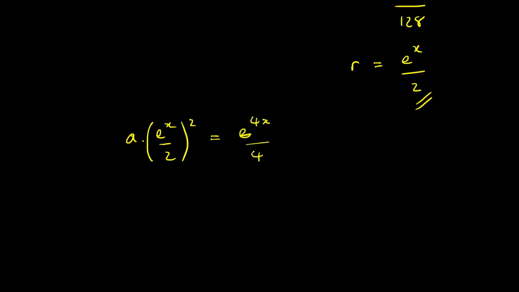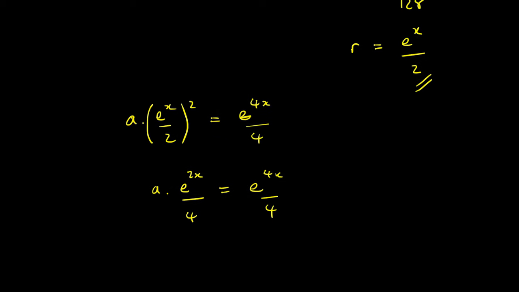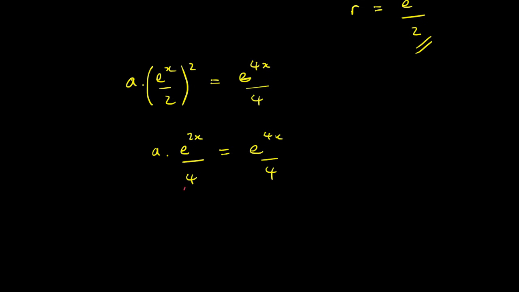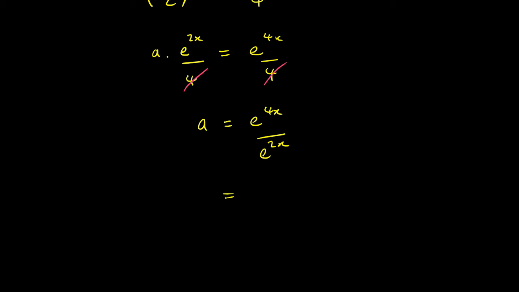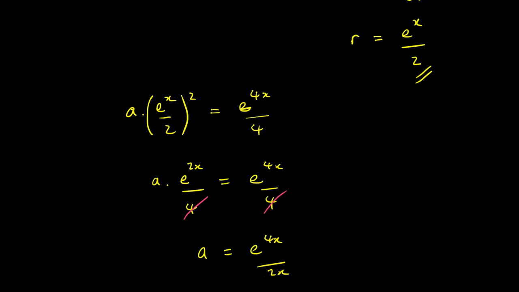So let's expand all that. We get e to the x squared, which is e to the 2x, and 2 squared is 4. So e to the 4x upon 4. So I can cancel off the 4's, right? And multiply both sides by 4. And so a is going to equal e to the 4x divided by e to the 2x. And if we subtract the powers, we will be left with e to the 2x. Okay, so my a is e to the 2x and my r is e to the x upon 2. I will just check that. e to the x upon 2 and e to the 2x. Yeah, those are the right answers. Okay.